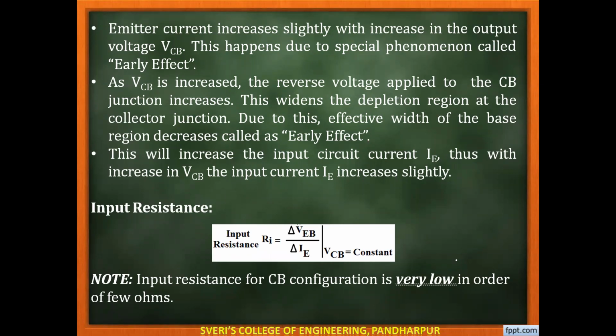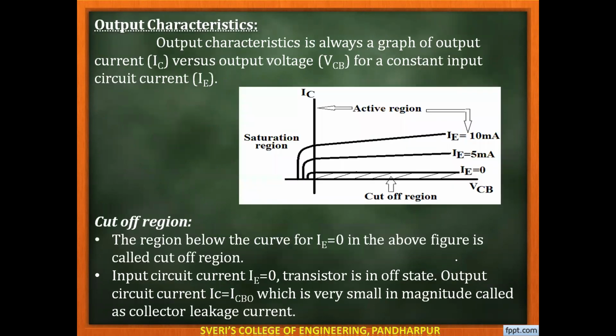You can write the formula for the input circuit resistance, and from the graph, it is clear that input circuit resistance is very low, in terms of a few ohms, just like a forward bias diode. Okay, then these are the graphs.